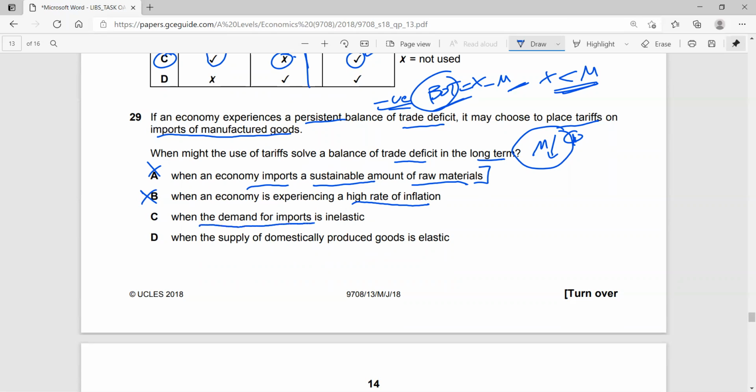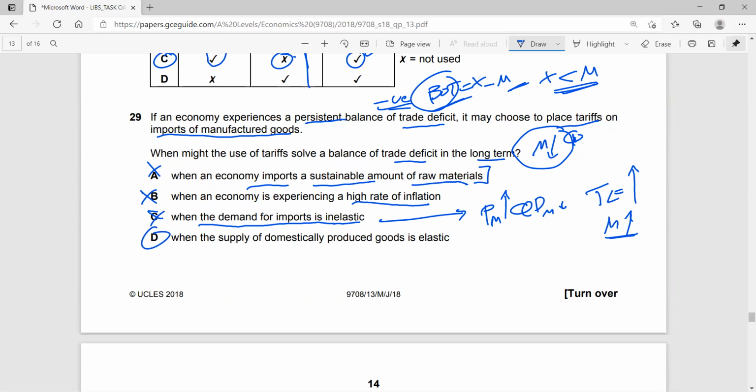When the demand for imports is inelastic, that's terrible, because then the price of imports is going to go up. Why? Because of the tariff. So the imports are going to become more expensive, and because it's inelastic, the quantity demanded for the imports will just decrease by a slight amount, which means total revenue for the people who are exporting, but total expenditure for us who are importing, will just increase. So your import bill is still increasing. That's doing the opposite of what you want.